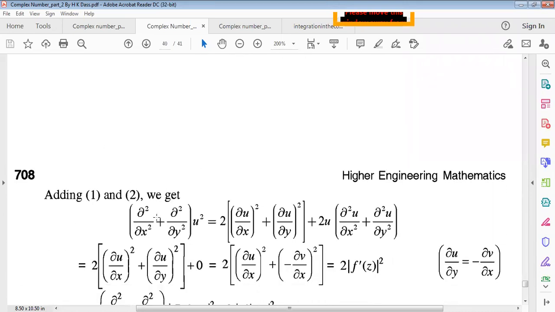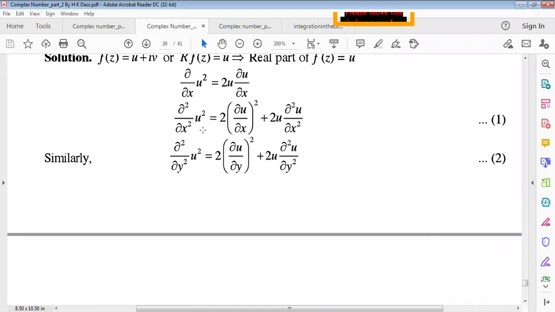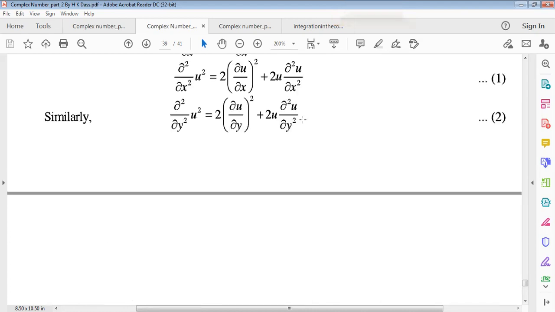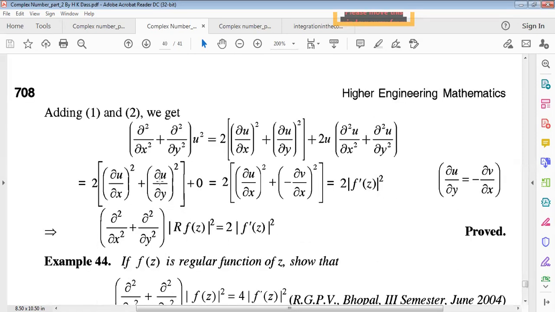Adding equation 1 and 2. So 2 into (∂u/∂x) whole square plus (∂u/∂y) whole square, plus twice u common, into ∂²u/∂x² plus ∂²u/∂y². So this equals (∂u/∂x) whole square plus (∂u/∂y) whole square. This will be 0.